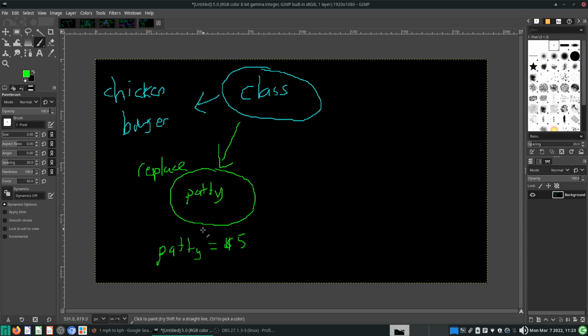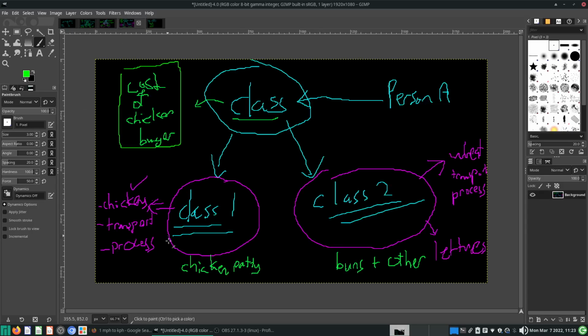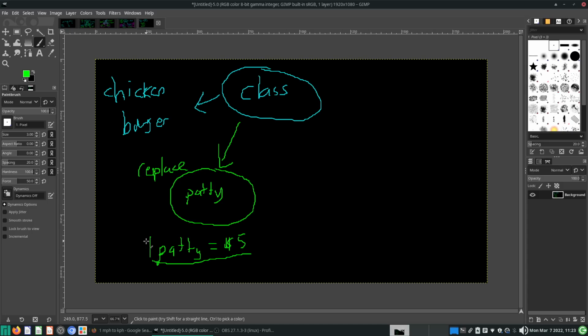Where in the original class you had to factor in the cost of chickens, the cost of transport, the cost of processing those chickens into chicken patties, this one will just say, I can make a patty class where the chicken patty will always cost $5. And maybe you can make a buns and other class, where the buns will cost $1.